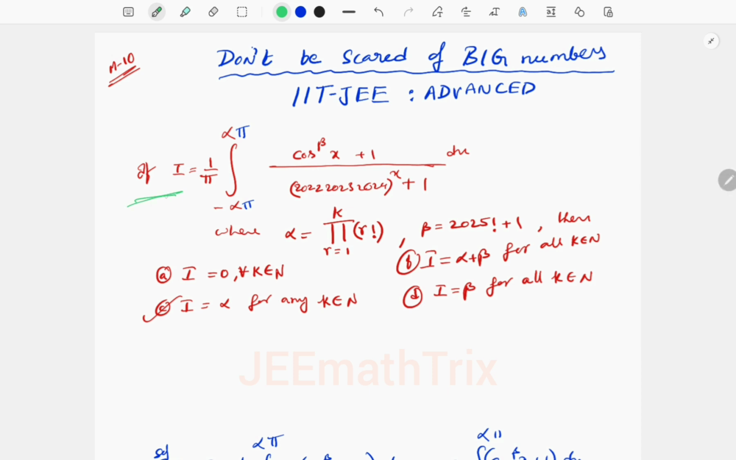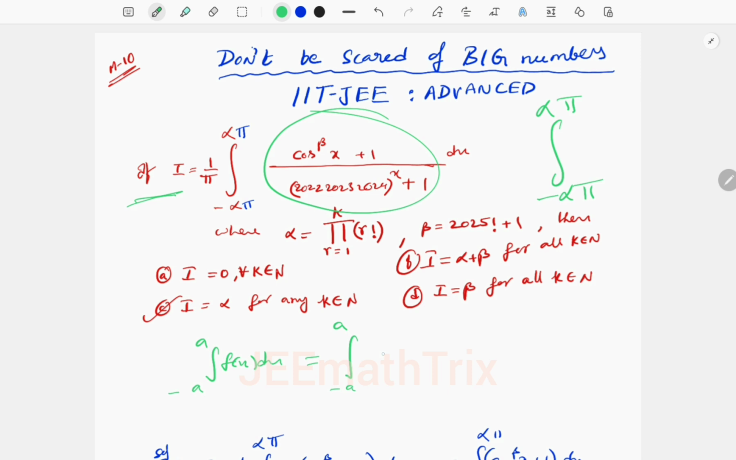It is given as I equal to the integral, the limits are minus alpha pi to plus alpha pi, of some function given. Whenever you have minus a to plus a as the limits, you can look for the property of the integral from minus a to a of f of x dx. Whenever you have it, the definite integral doesn't change its value even if you shift that function from x to minus x. So if you replace x with minus x, the value of the definite integration won't change. Okay, so let us apply that property.